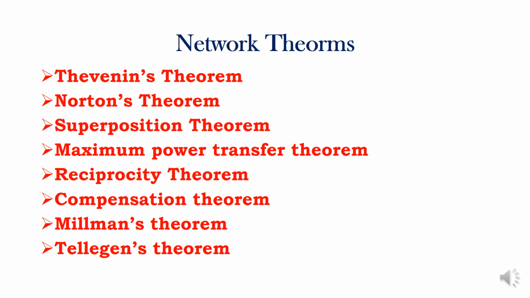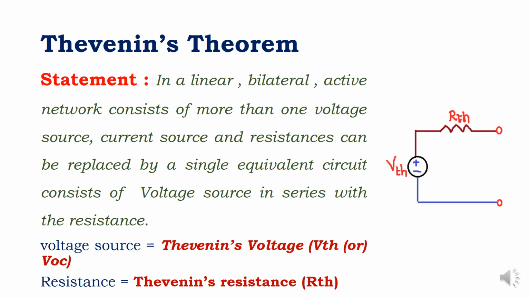Theorem number 1, Thevenin's theorem; number 2, Norton's theorem; 3, superposition theorem; number 4, maximum power transfer theorem; number 5, reciprocity theorem; 6, compensation theorem; 7, Millman's theorem; and 8, duality theorem. These are the important theorems that are used in network analysis. First of all, we are going to see Thevenin's theorem.